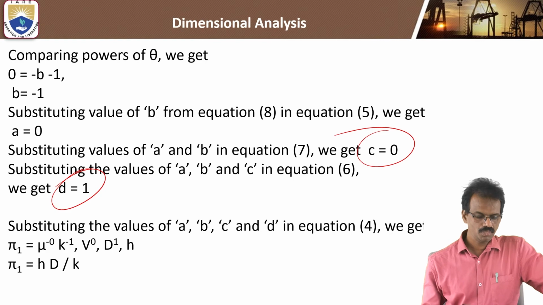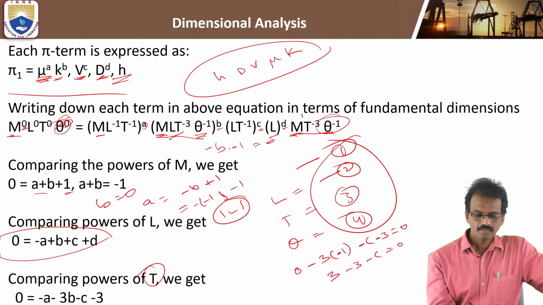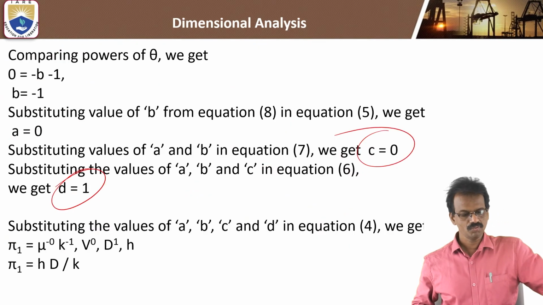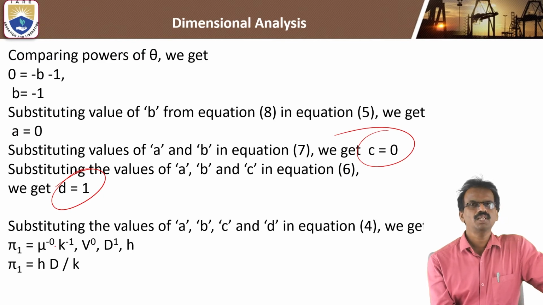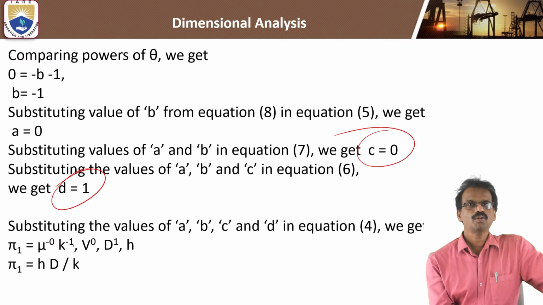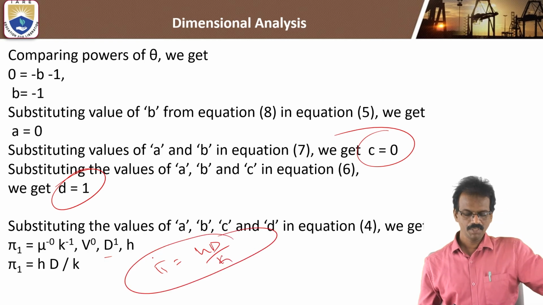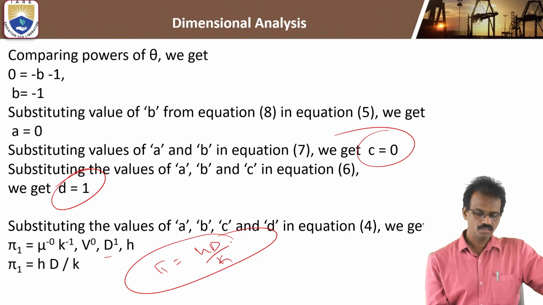If you substitute the a, b, c, d values here, you will get the pi 1 term. So pi 1 is equal to mu to the power of a, that is 0; k to the power of b, so minus 1; V to the power of c, that is 0; D to the power of d, that is 1; and h, which is the parameter. So pi 1 is finally equal to the remaining values: h D by k. So this is the pi 1 term. So h D by k or h L by k, you know that this is the Nusselt number.